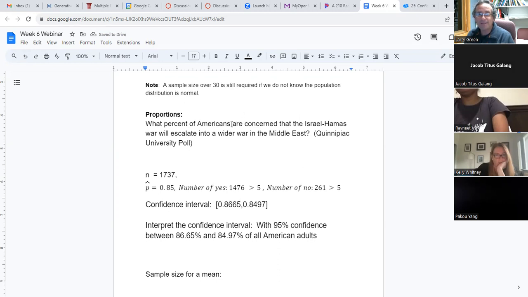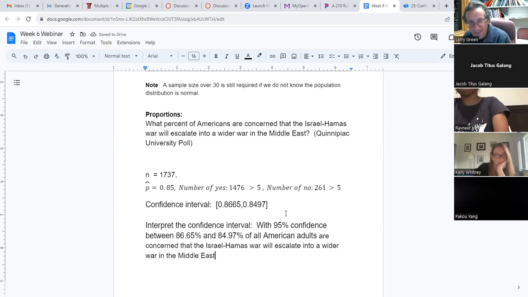And then I'm going to make life easy. I'm going to copy and paste the question: are concerned that the Israel-Hamas war will escalate into a wider war in the Middle East. I'll make it prettier. This is a Google thing. There we go.